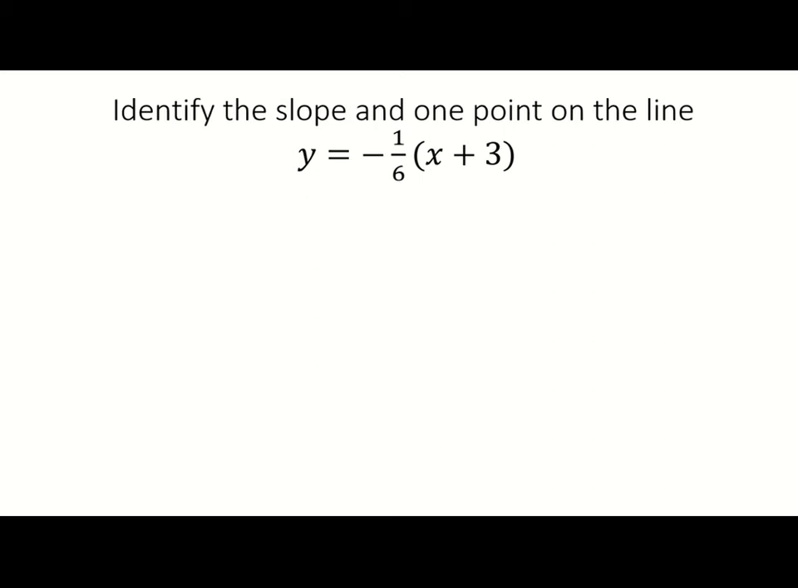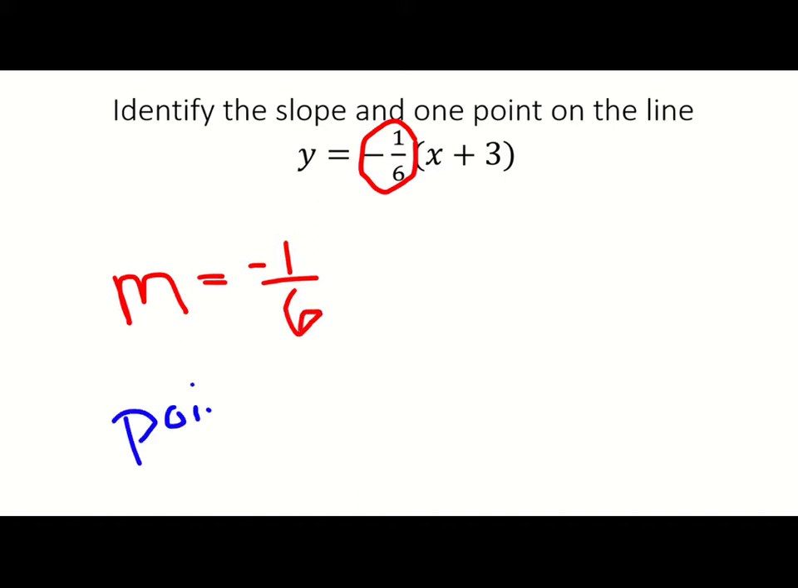Our last equation, we're going to identify the slope and one point on the line, y equals negative 1/6 x plus 3. So our slope of the line, again, is always the number after the equals, but in front of the first parentheses. In this case, that would be negative 1/6. And our point comes from figuring out your x and your y value. So your x value, we look to see what's with x, but we always use the opposite sign of what it looks like. So this looks like a positive 3, which means we're actually at negative 3.